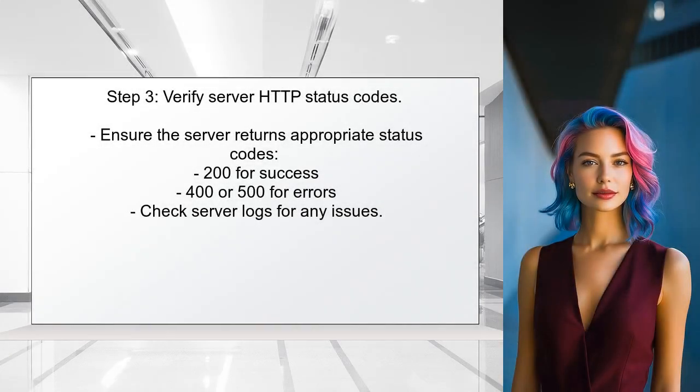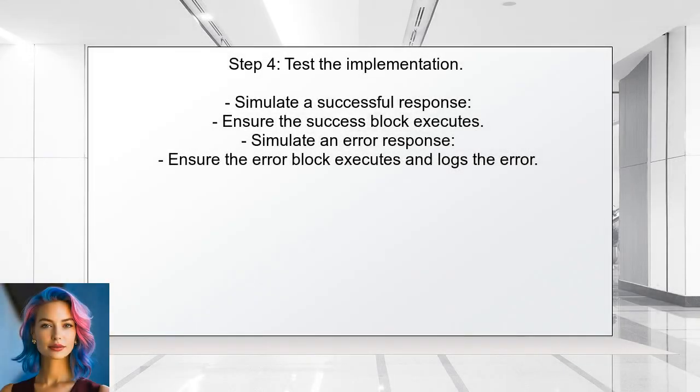Additionally, the user should verify that the server is returning the correct HTTP status codes. If the server responds with a status code indicating an error, the observable should catch it. Finally, the user can test the implementation by simulating both successful and error responses. This will help confirm that the error handling works as expected.